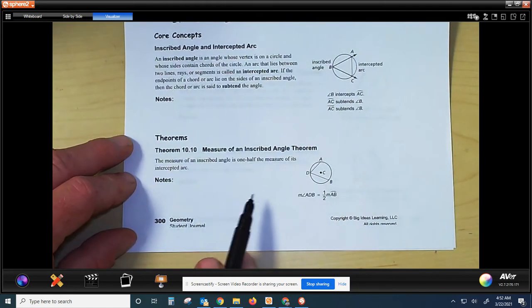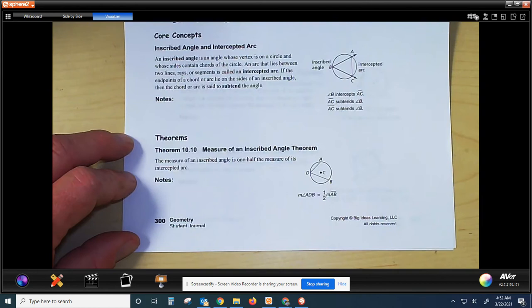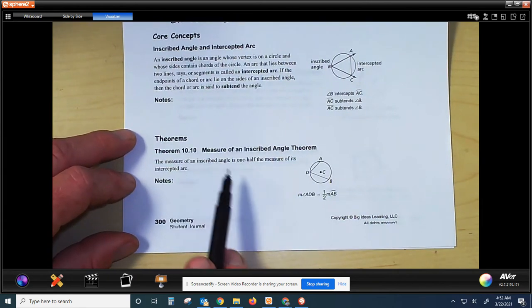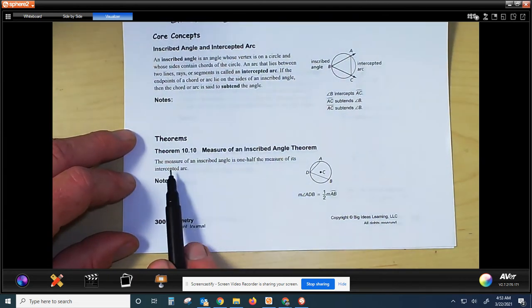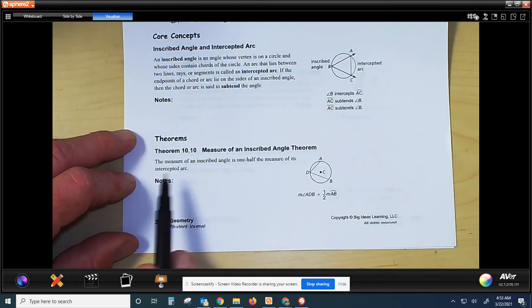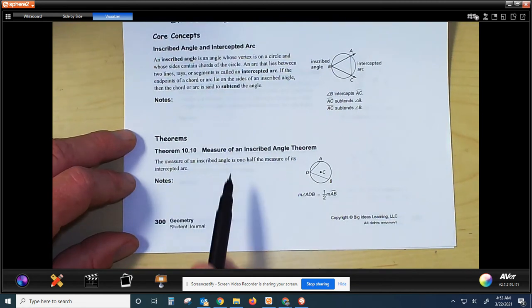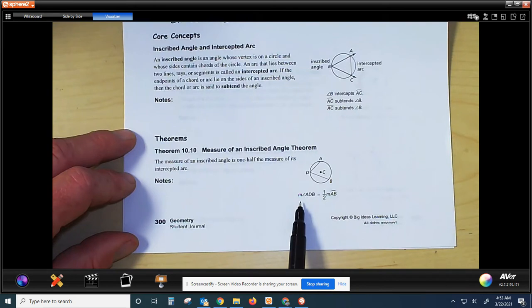Here's the big idea that will develop math here. The measure of an inscribed angle is 1/2 the measure of its intercepted arc. I don't always make sense out of reading the text first. I like to go to these little math sentences here. So the measure of angle ADB.